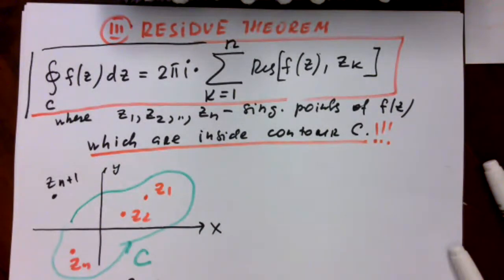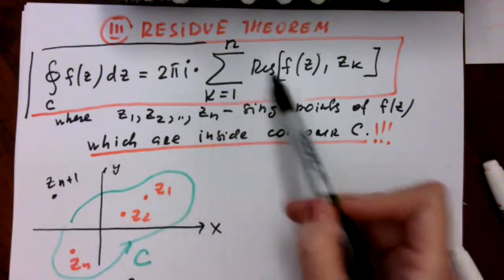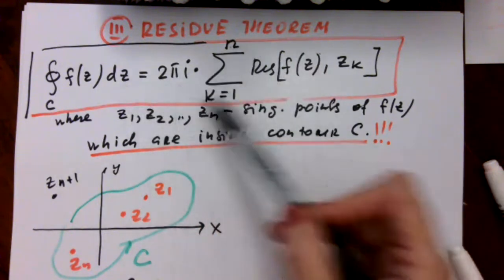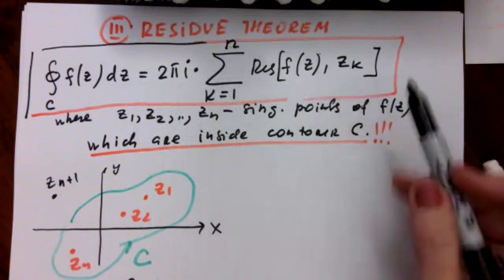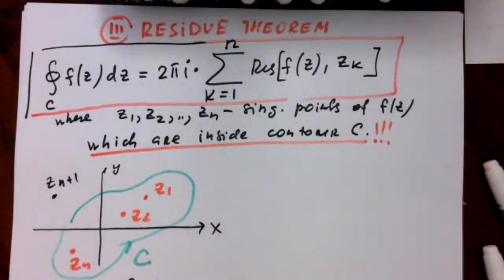Now the mystery has been resolved as to why so much emphasis has been put on all this theory about residues and singularity points, because the ultimate goal is to learn how to calculate these integrals along closed contours. Okay, so now we can start practicing our skills, practicing applying the residue theorem. So what can we do?